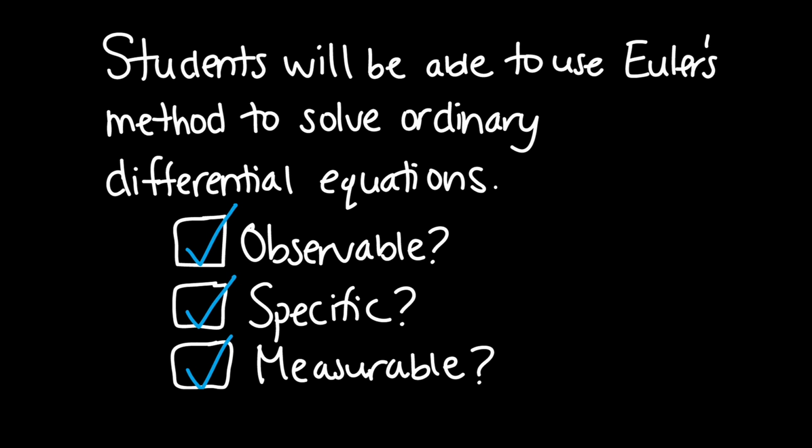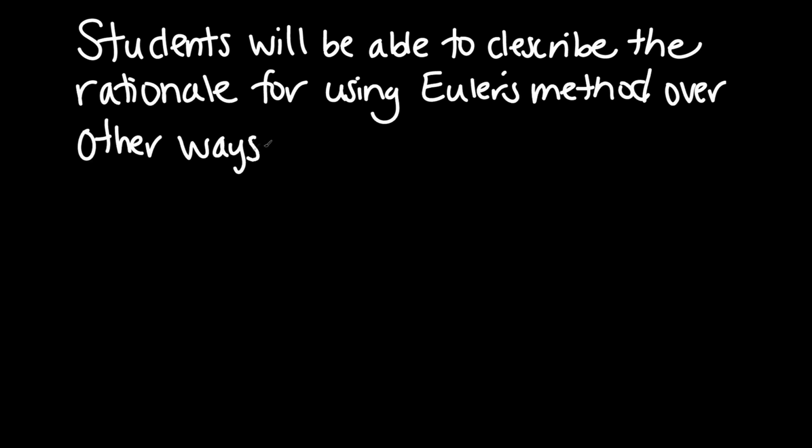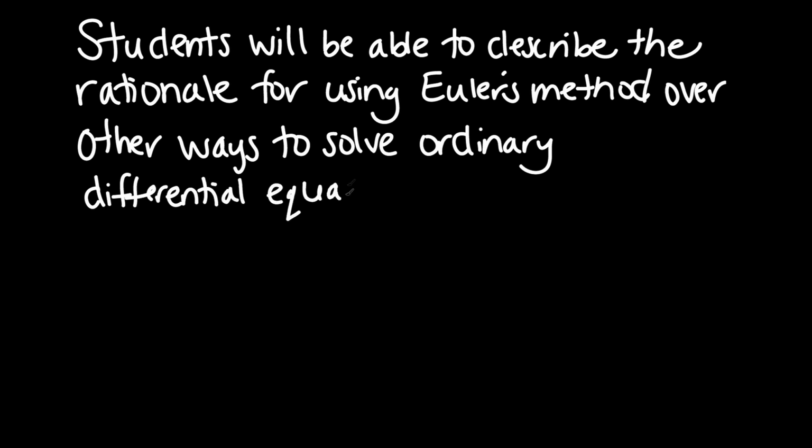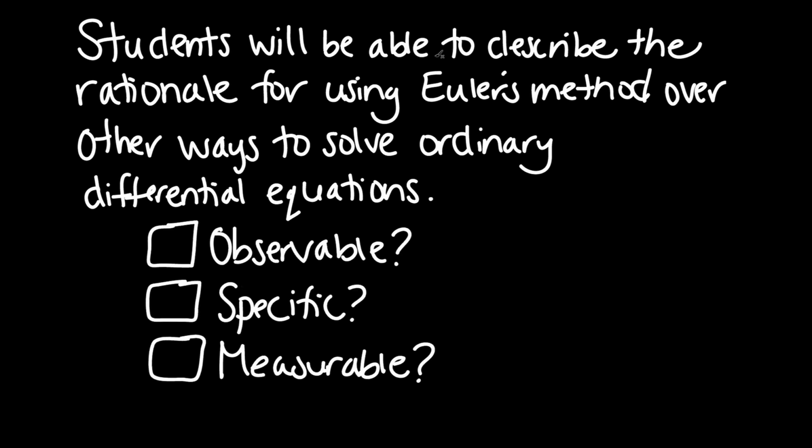If the instructor would like the learning objective to reflect a higher cognitive level, then it can be rewritten to say, students will be able to describe the rationale for the use of Euler's method over other ways to solve ordinary differential equations. In this case, the learning objective is asking students to be able to rationalize the use of Euler's method over other methods of solving differential equations. Is this learning objective observable, specific, and measurable? Pause the video here while you think about the answers.